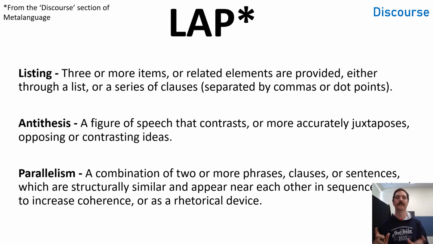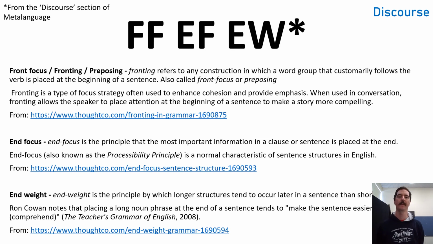Parallelism is where you do very similar things across two different sentences. So something like, it was a good day, it was a bad day. It was the best of times, it was the worst of times. Parallelism is copying the structure of one another to make a nice little connection across sentences. Right, front focus and end weight.